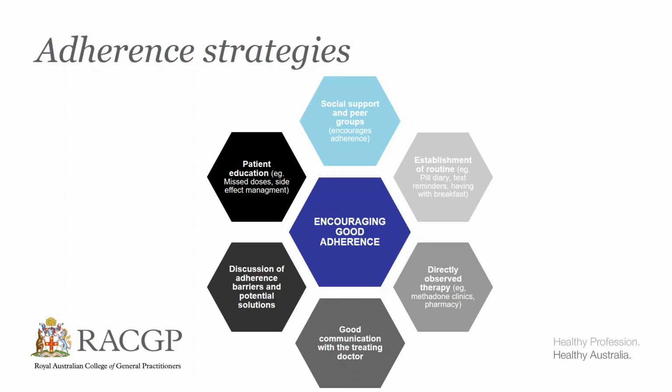So here are some other ways that we can look at. These are adherence strategies that we can use, social and peer supports. And she's got a family back in her life now, so that's great. An establishment of a routine. Well, remember, she's having the methadone program. If we can link her in with that, directly observed therapy, again, at the methadone clinic or pharmacy. Good communication with the treating doctor, discussion of adherence, barriers and potential solutions.